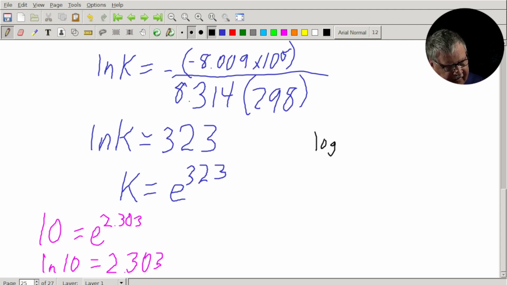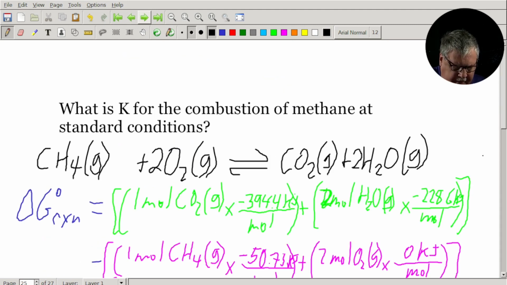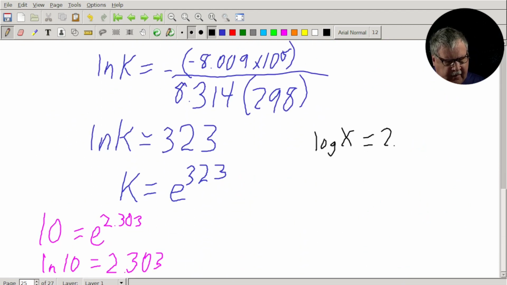Or another way of putting this, and this is what's useful here, is that the log of x times 2.303 is equal to the natural log of that same number. Sorry about that, I had this backwards at first. So in other words, the natural log number is 2.303 times as large as the base 10 number.